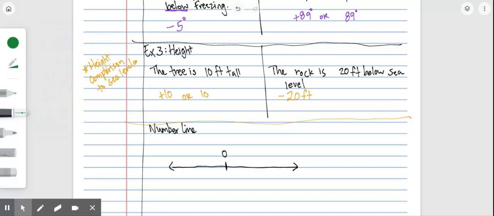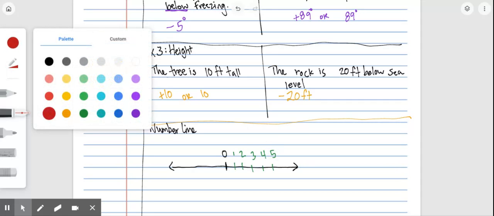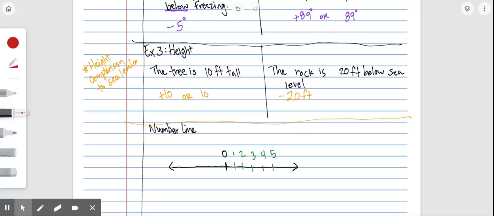I'm going to do positives in green. So my positive numbers are numbers like 1 and 2 and 3 and 4 and 5 and so on and so forth. My negative numbers, I'm going to mark in red. They start from 0 and they go negative, and they count exactly the same as the other side. So they start with negative 1, and then negative 2, and then negative 3, and negative 4, and then negative 5 and so on and so forth. So notice the number line is basically like a reflection. It's reflected.